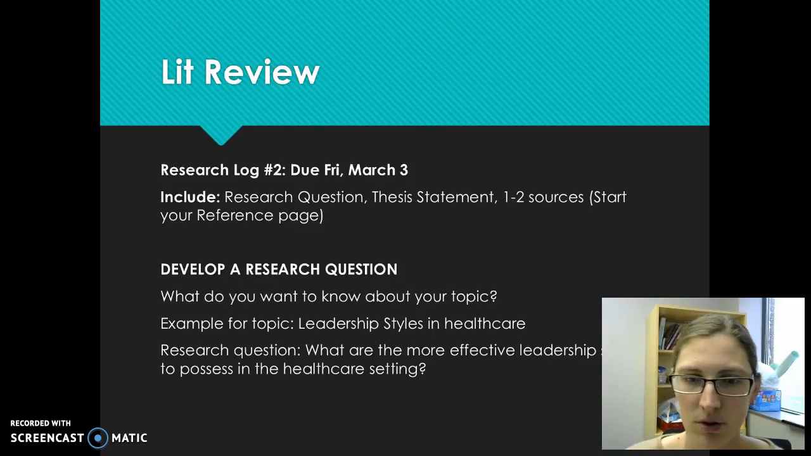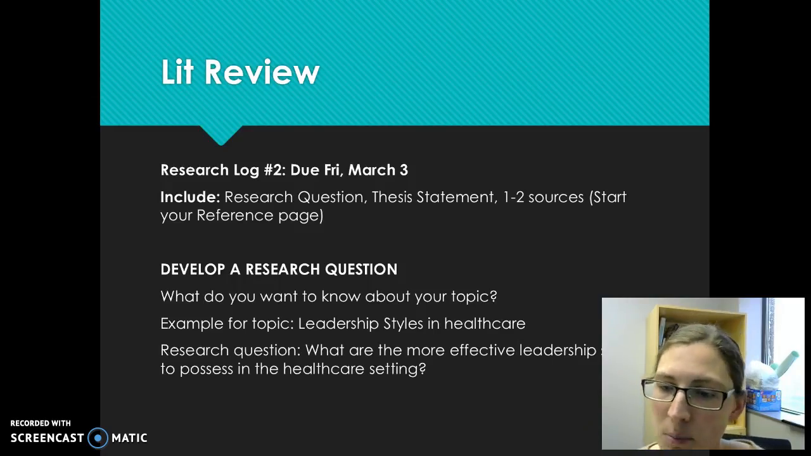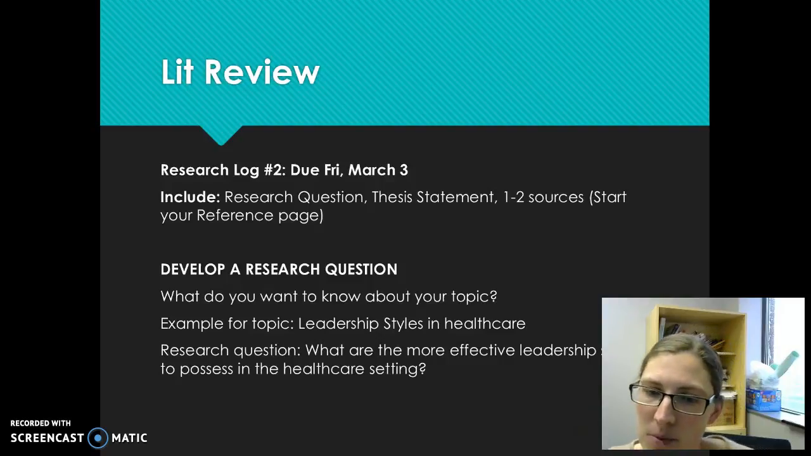Back to here's another example of a research question, and this PowerPoint is posted under week 6. So if your topic is leadership styles in healthcare, for example, a research question could be, what are the most effective leadership styles to possess in a healthcare setting?